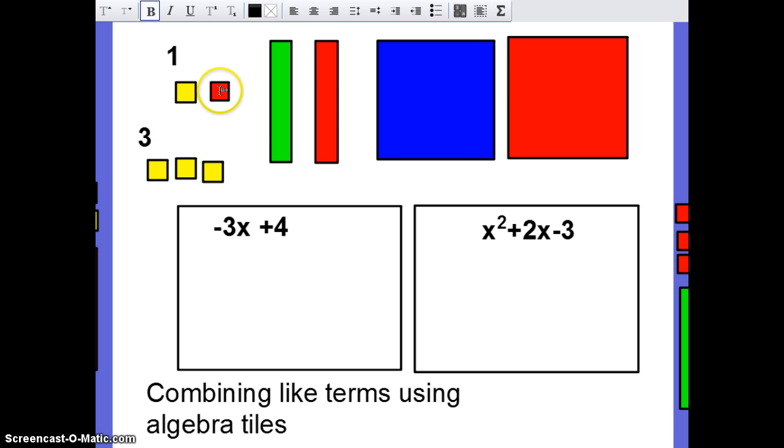Now the red side is there to represent a negative number. So if we wanted this to be a negative 3, then we could just flip the 3 tiles over, and then we would have 3 red tiles representing negative 3.